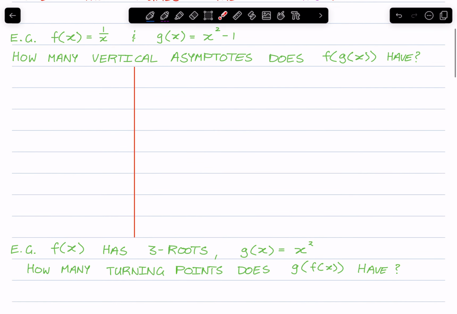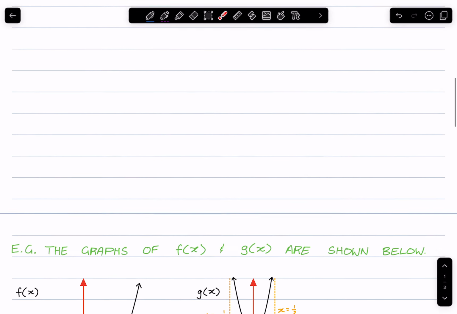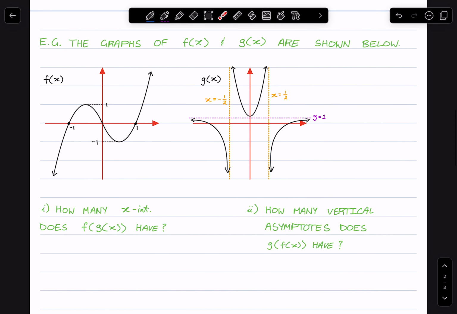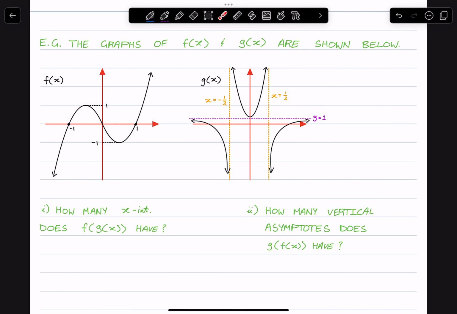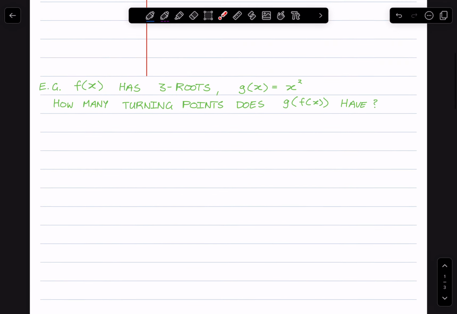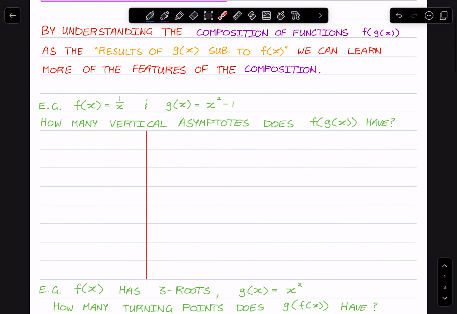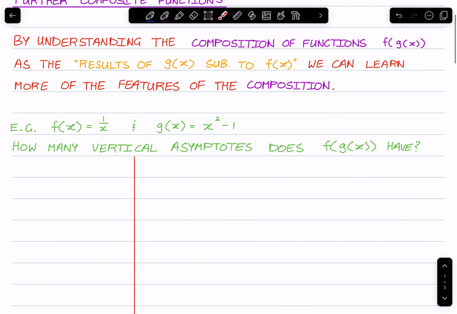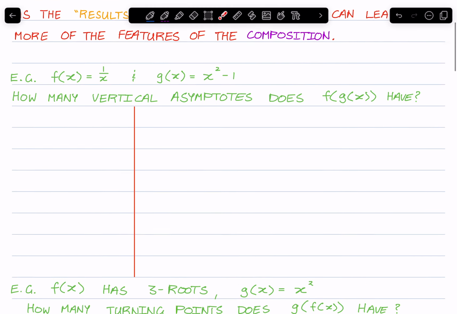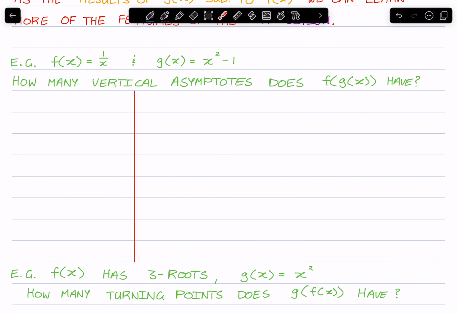So here are the first 2. And here are the last 2 really, but it's just one example to really emphasize understanding the composition of functions. So here we go. Given these 2 functions, how many vertical asymptotes does f of g of x have?